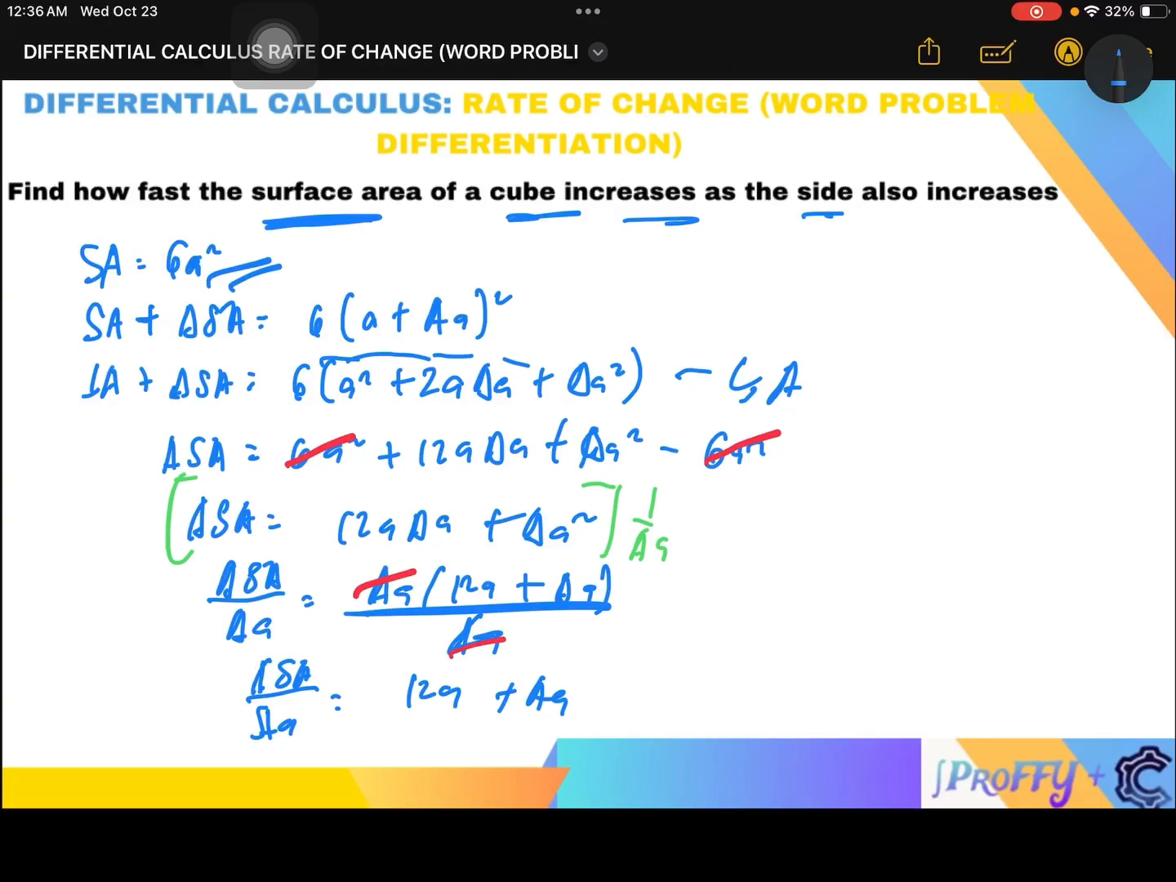Next natin gagawin is the derivative of SA over the derivative of a, the small a for the sides. As the limit of delta a approaches 0, ang natira is 12a.